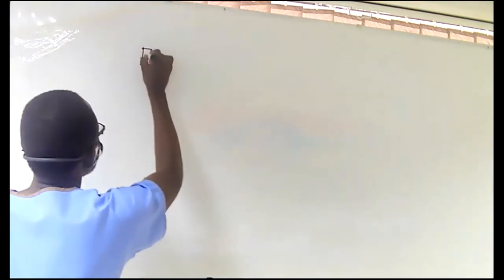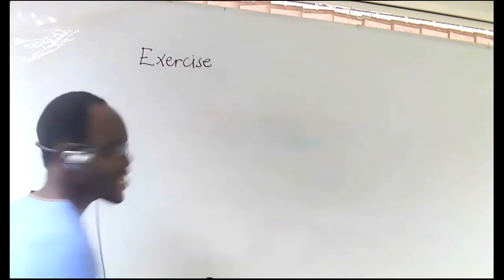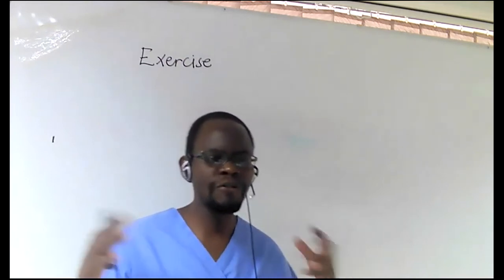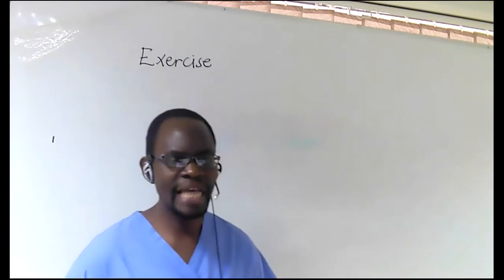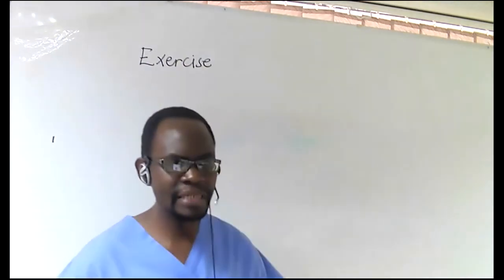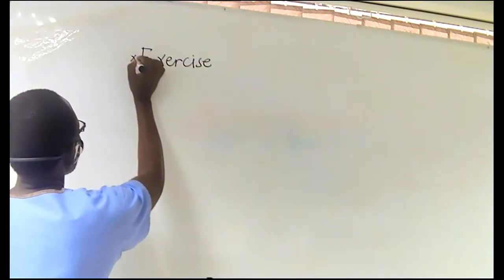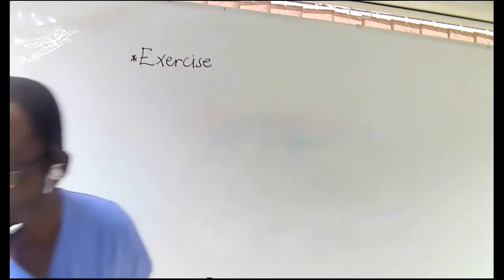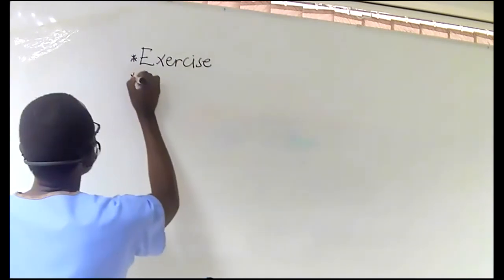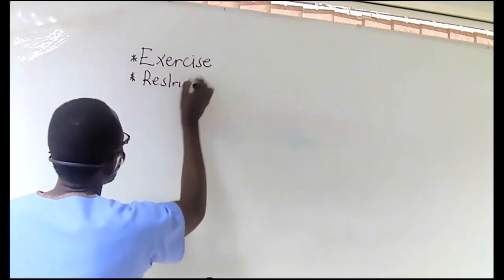Now, what are some of these lifestyle modifications that we do? I'm sure you know some of them. One is exercise. Exercise is very, very important. And how long is the exercise? The exercise is about 3 to 4 days a week for 30 minutes. A rigorous exercise of 3 to 4 days a week, for 30 minutes, is very, very important as far as management of hypertension is concerned. We also have salt restriction, restriction of salt.